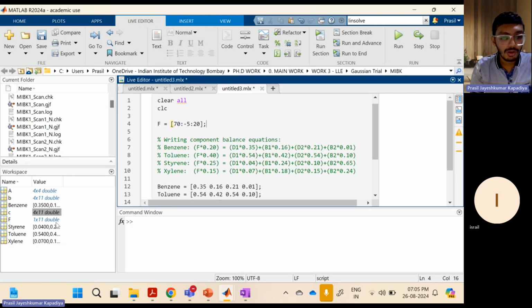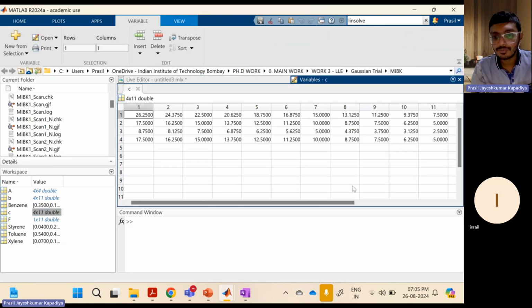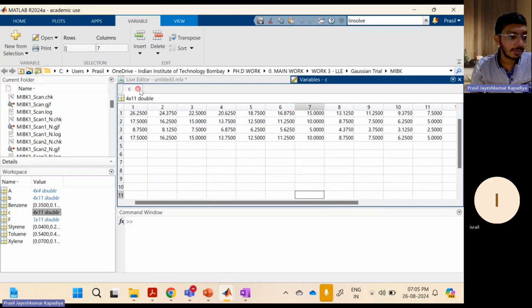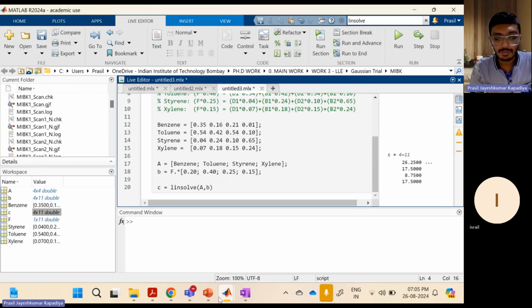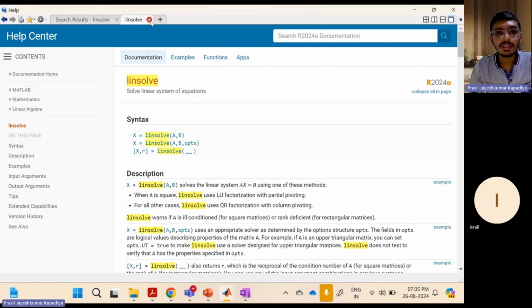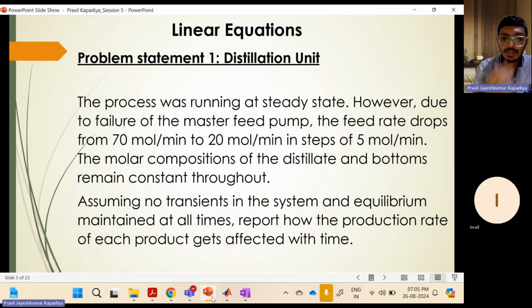So see, I have my whole C matrix or solution matrix. It's coming out for all values. So we have solved our coupled equation, but what are we seeing from here? We can't say anything from just solving the equation. So what is the better thing to do here? We need to plot it.